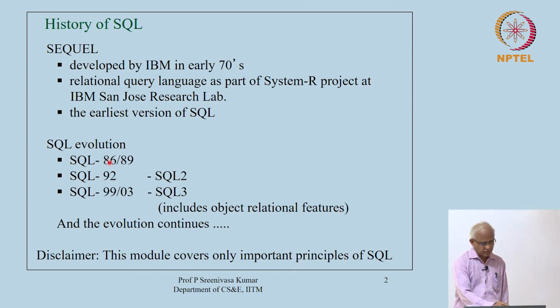Later on, of course, it got standardized, and during 1986-89 one SQL standard version came. Then around 92 SQL2 was standardized, and around 1999 to 2003 there is this new standard, SQL3, that includes also object relational features, and the evolution continues. As and when various developments take place in the computing science domain, the SQL standard also tries to evolve to cater to those additional needs.